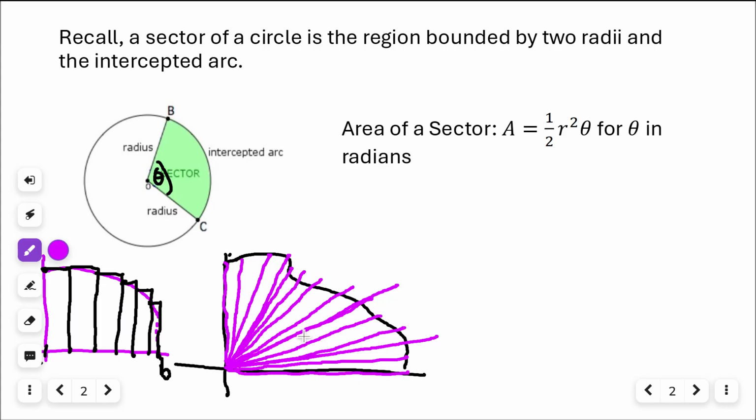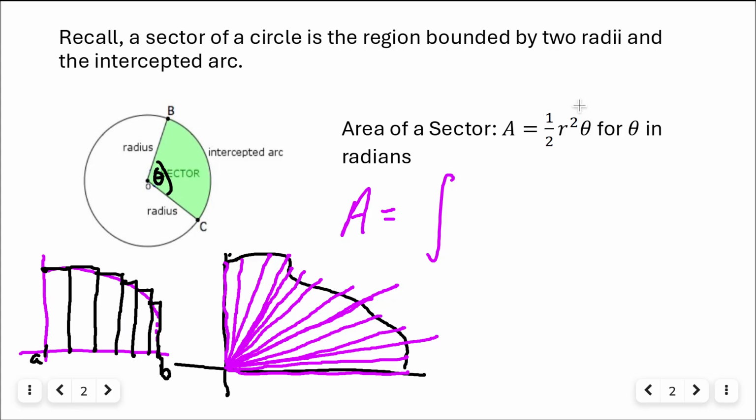I would need an infinite number of sectors. But what does it mean to calculate an infinite number of sectors? Well, if you find the area of an infinite number of sectors, then theoretically, you should be able to integrate. So to find the area, I should be able to integrate. Well, integrate what?